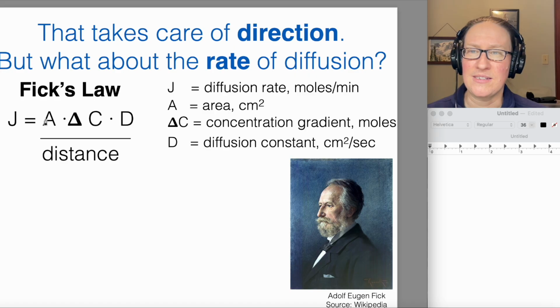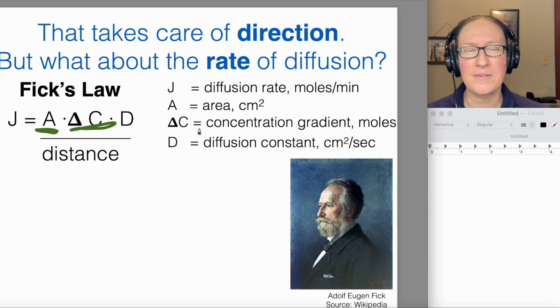So let's look at the other parameters in this equation. In this instance, A is equal to the area across which diffusion is occurring, right? Think, for example, about the diving beetle with its gas bubble. That air bubble has a substantial surface area, right? That might have something to do with facilitating the rate of diffusion. Delta C here is given as our concentration gradient in moles.